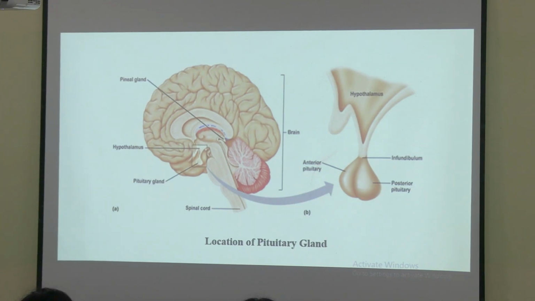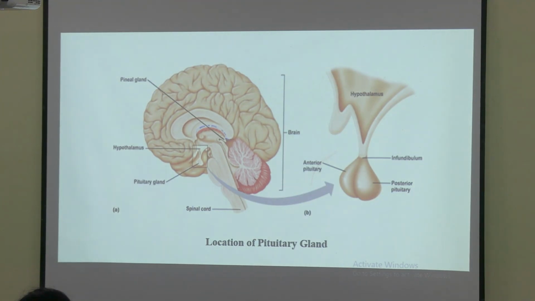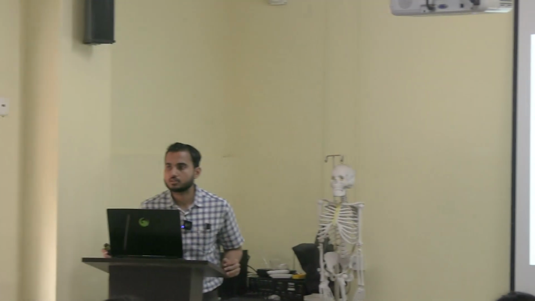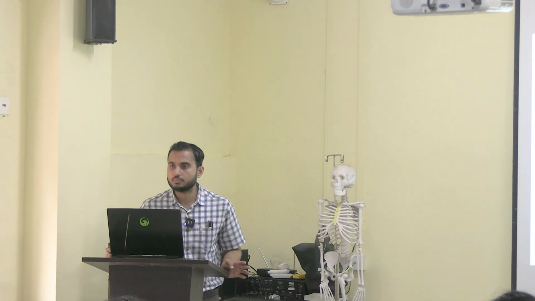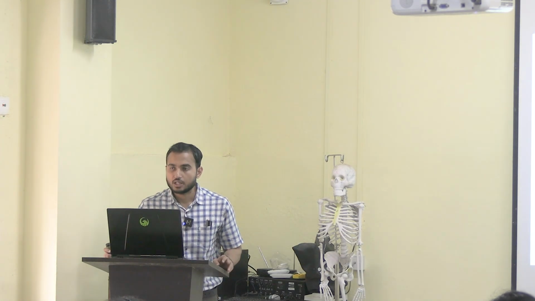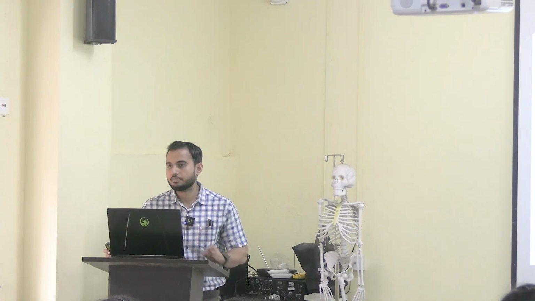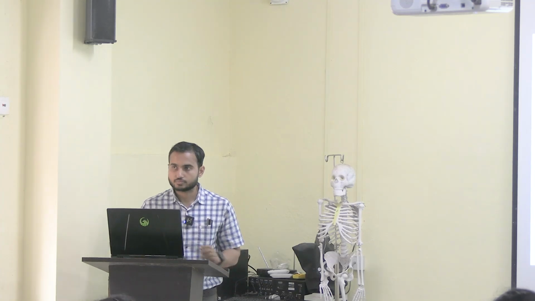Next we have to understand the parts of the pituitary gland. Why are the parts of the pituitary gland important? Any idea? Yes. Because hormones secreted from both the parts are different. Along with that, you should know one thing. The developmental source is also different.